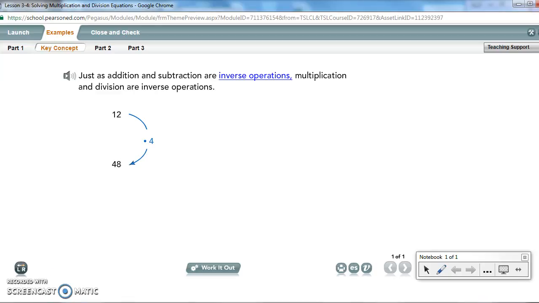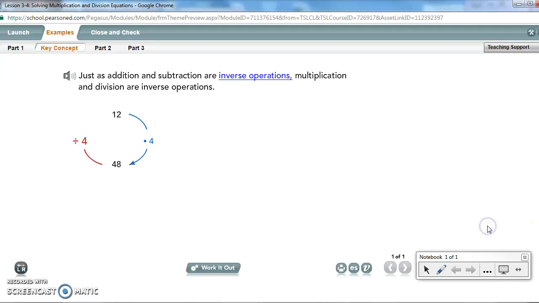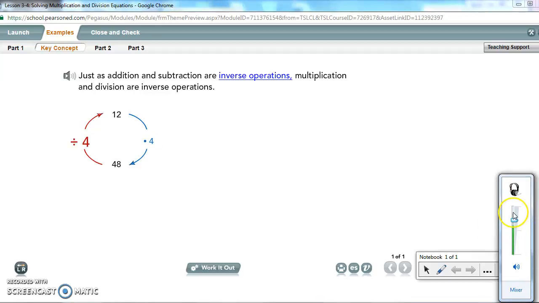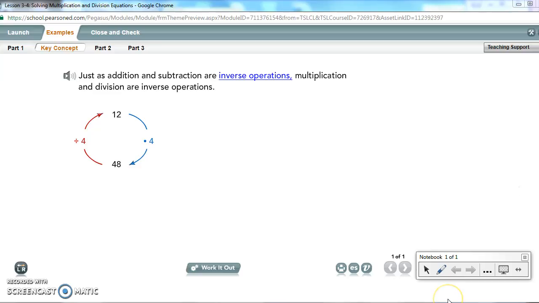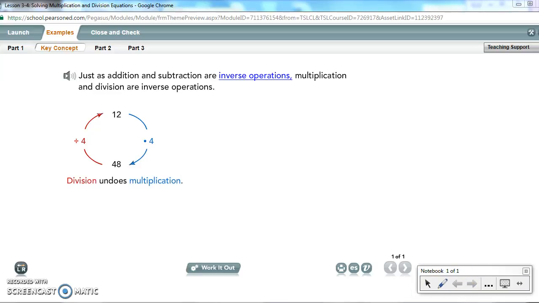48 divided by 4 equals 12. Starting with 12, if you multiply by 4 and then divide by 4, you end up back at 12. So division undoes multiplication.